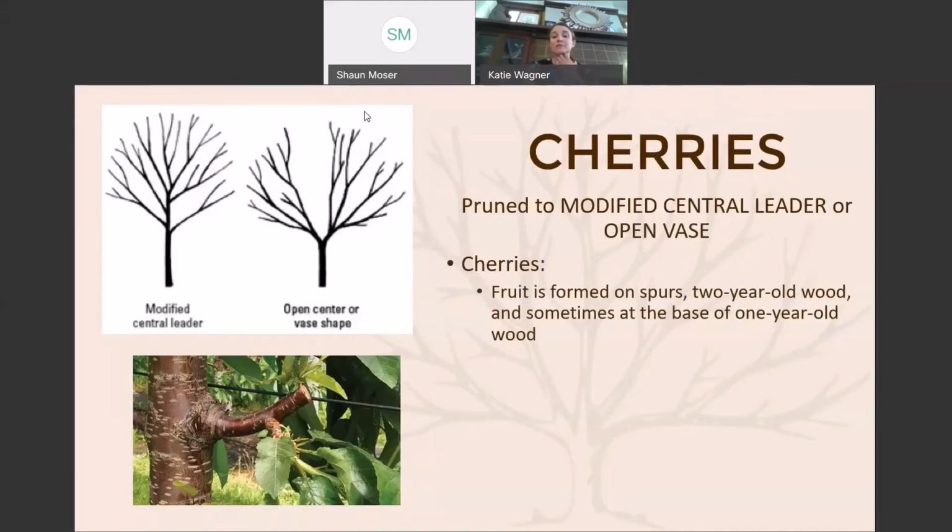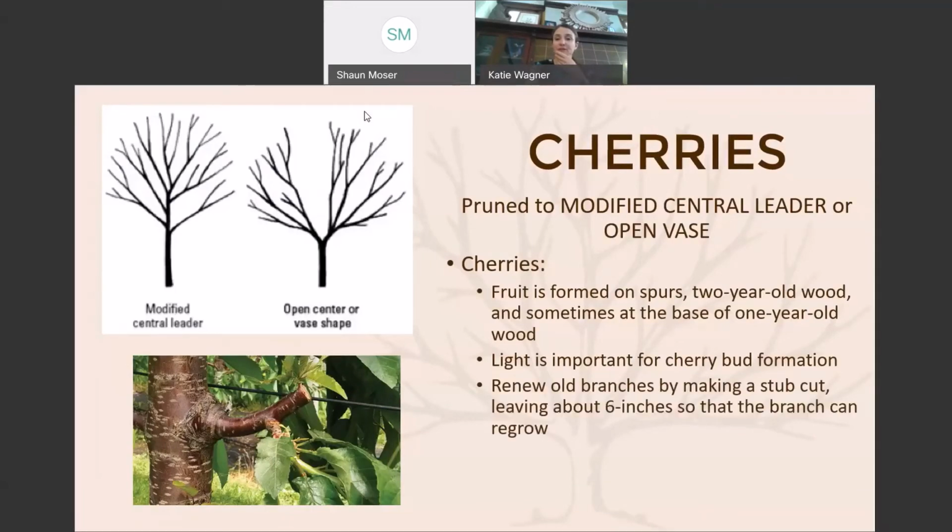Fruit is formed on spurs and 2-year-old wood, and sometimes at the base of 1-year-old wood. Light is important for cherry bud formation, like everything else. Renew old branches by making.